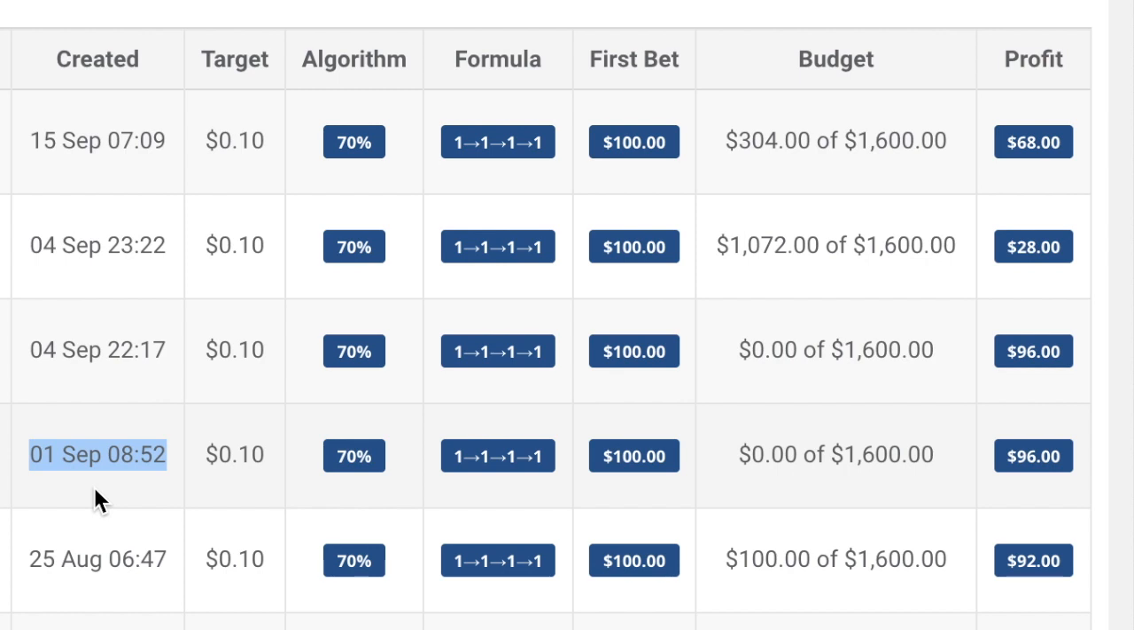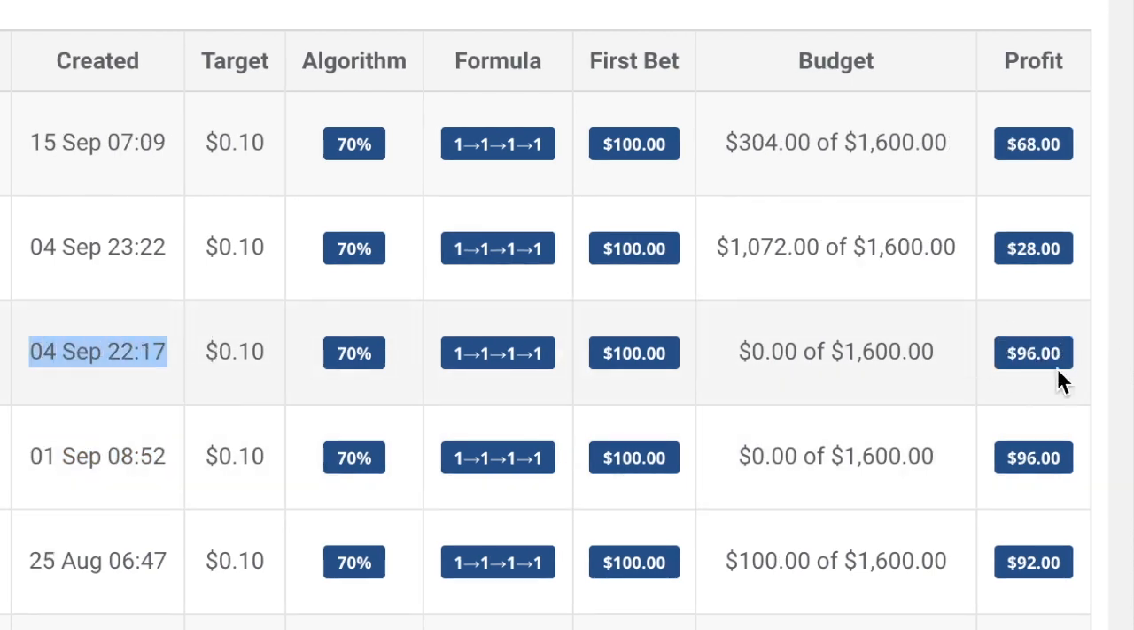And that actually took a couple of days before the robot did its trade, won that trade, and then it created the new robot because it wins and it made a profit. It duplicates the robot automatically, with the same settings, and just creates the next robot. So this one was started on the 4th. As you can see, there's a profit of $96.